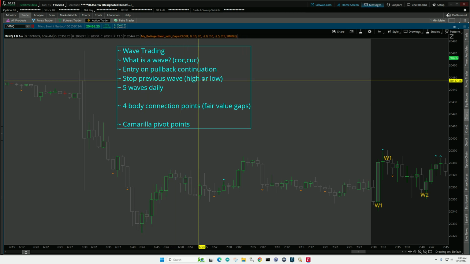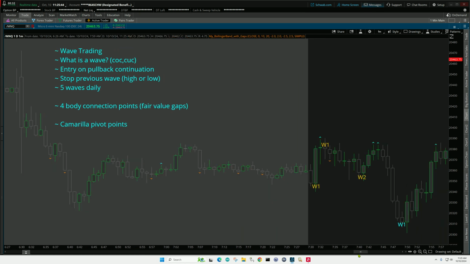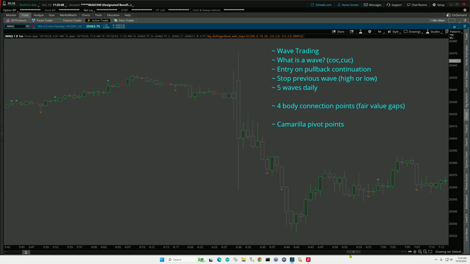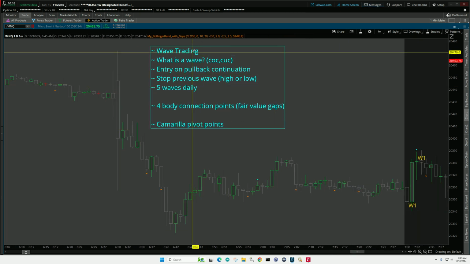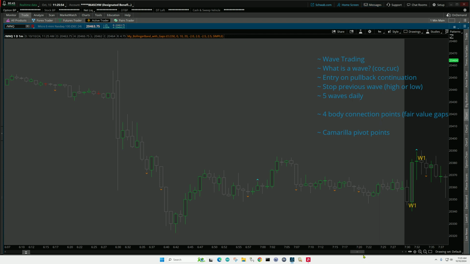Stop at previous wave high or low. 5 waves daily. And then 4 body connection points. Some people call that a fair value gap. And the Camarilla pivots. So I've already marked the waves, but let's first talk about what is going to be a candle body over candle body, under candle body.